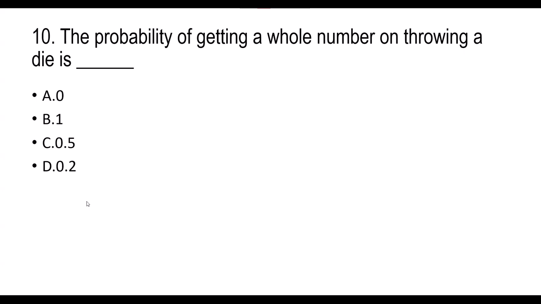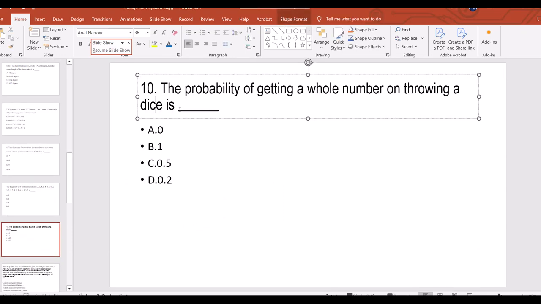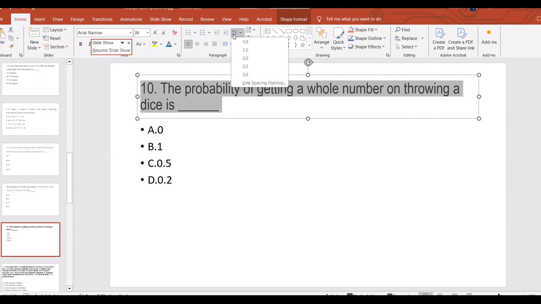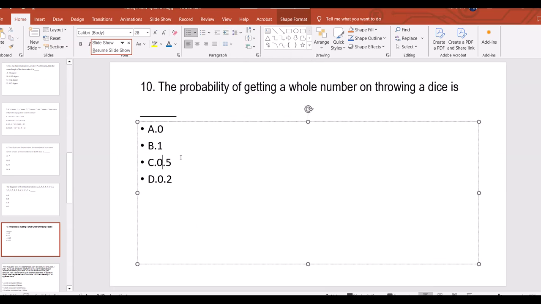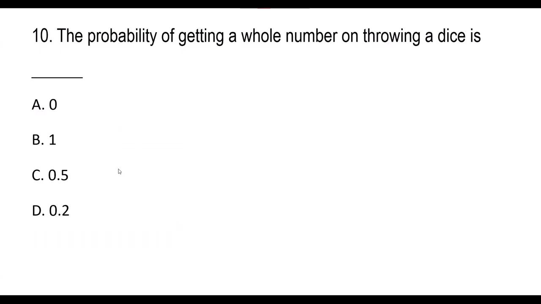And this is again very easy. Probability of getting a whole number when a dice is thrown. The options are 0, 1, 0.5, 0.2. It's a very basic and easy question. The answer is 1. So what are the numbers we are getting? They are definitely whole numbers only. So we can go with 1.